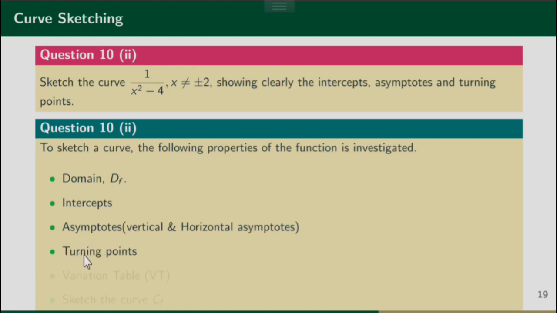Then the turning point, of course: where does the curve turn? And is it a maximum turning point or a minimum turning point? And we have to represent that on a variation table, though it's optional. But this table is very useful because it helps us sketch our graph very easily. And finally, we can sketch our curve. It's true that you can investigate more than just these properties, but for pure mathematics, we limit ourselves to just a few. So these properties will be enough for most of the curves that will be given to us.